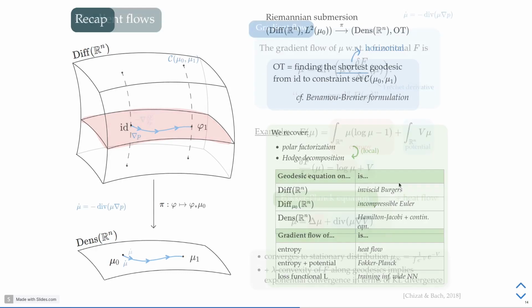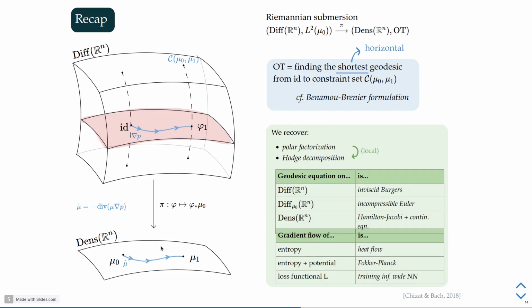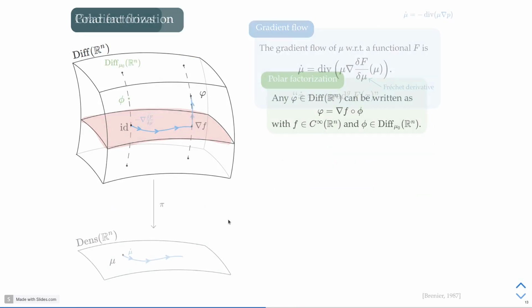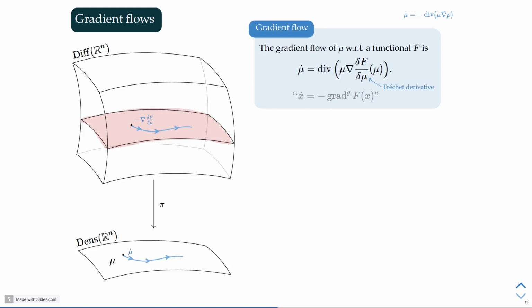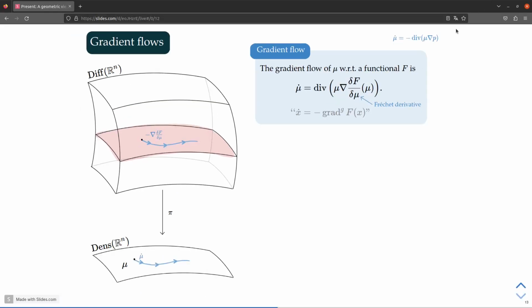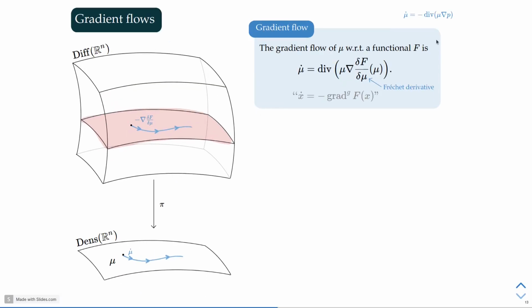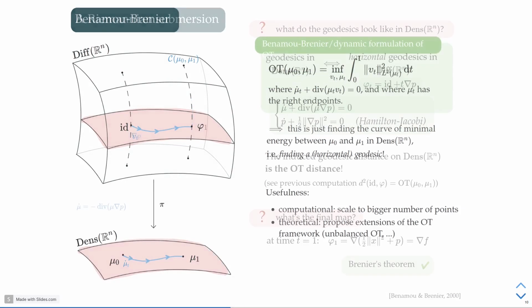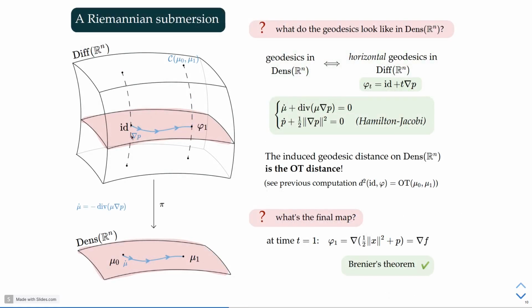So the curves in the densities are of this form. I don't know if you can see. This is the continuity equation, and gradient P is the vector that we use to act on the density. It's the little tangent vector that's going to be acting on the density in the base space.